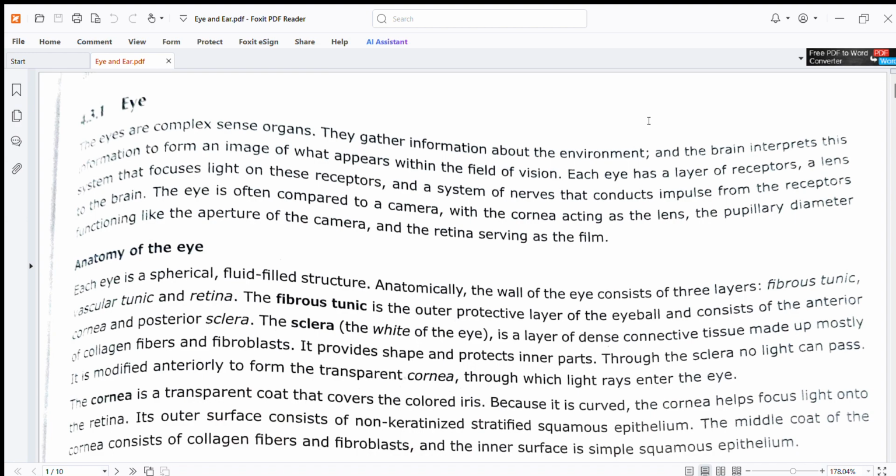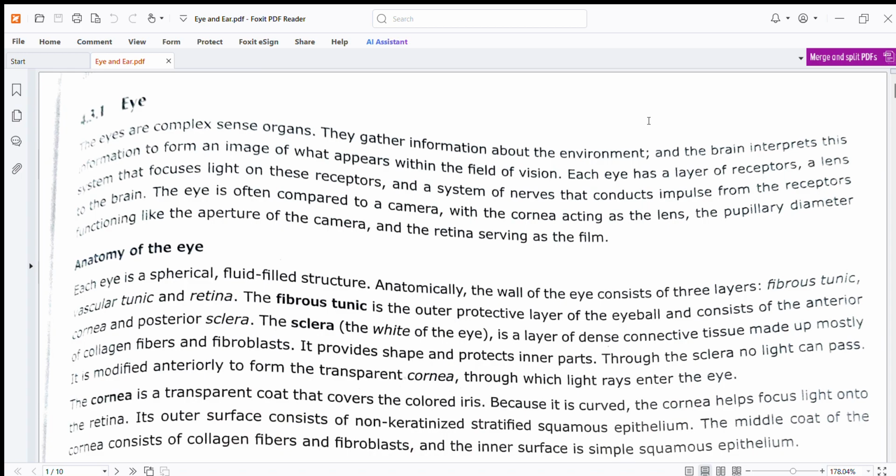Human physiology. Topic is eye. Eyes are complex sense organs. They gather information about the environment, and the brain interprets this information to form an image of what appears within the field of vision.